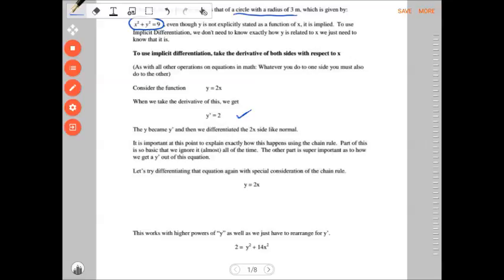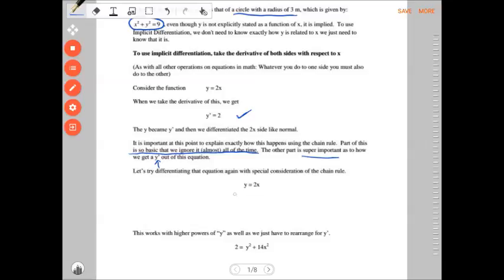it's important for you to understand what is happening now that you know the chain rule. Part of this is so basic that we ignore it almost all the time. The other part is super important, and it deals with how we get the y prime out of this equation. So let's try differentiating that really easy one from up top.